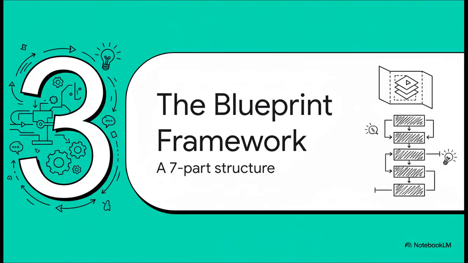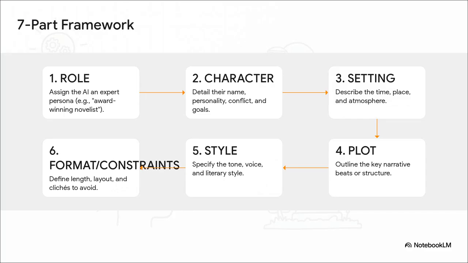So how do we fix this? The solution is a really structured approach. It's one that transforms you from just a user into the actual creative director for your AI. This is the framework that's going to help you build that perfect blueprint. And here it is, the 7 essential parts. First, you give the AI a role. And hey, a pro tip here, be super specific. Don't just say novelist, say a Pulitzer Prize-winning novelist known for their gritty psychological thrillers.